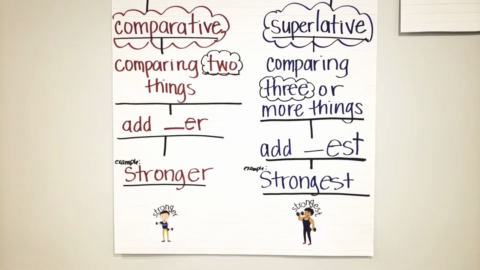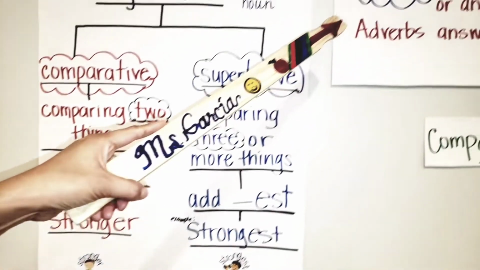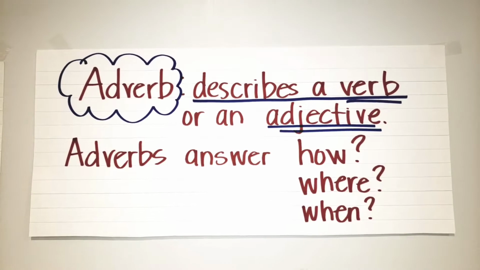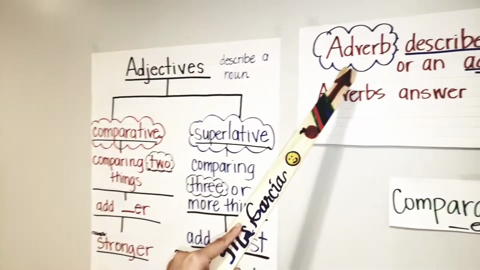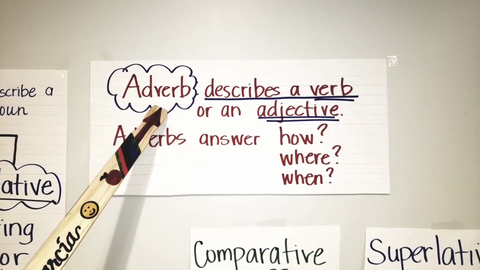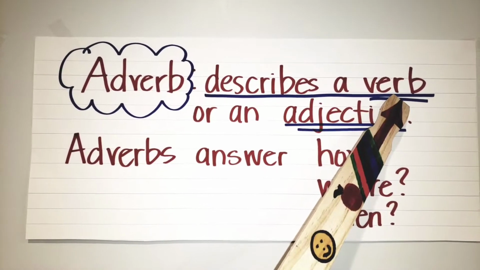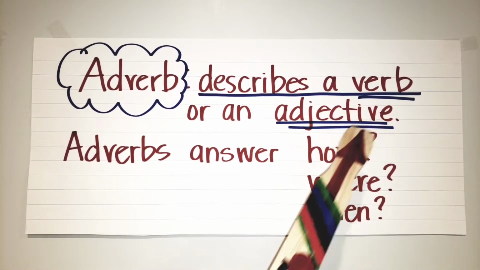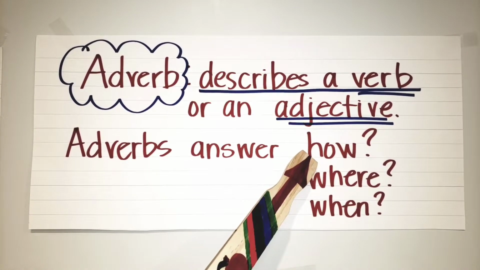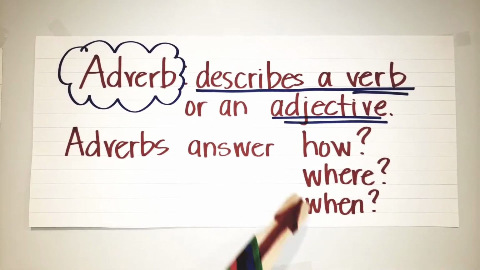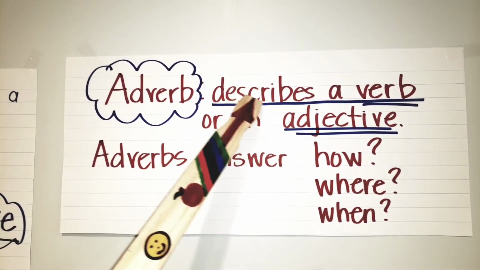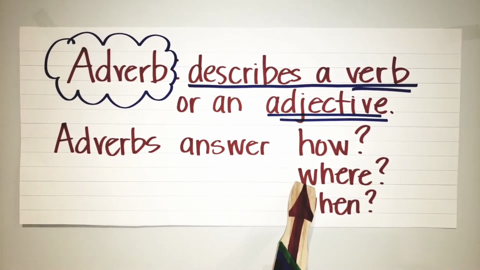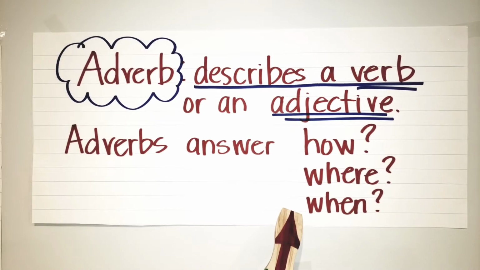Now, I want to also review what an adverb is, because this week we're going to work with both superlatives, comparatives, and adverbs. An adverb describes a verb or an adjective. So basically an adverb describes a verb. It usually answers the how, where, and when. Just keep that in mind. It describes a verb, but most importantly, it answers questions like how, where, and when.